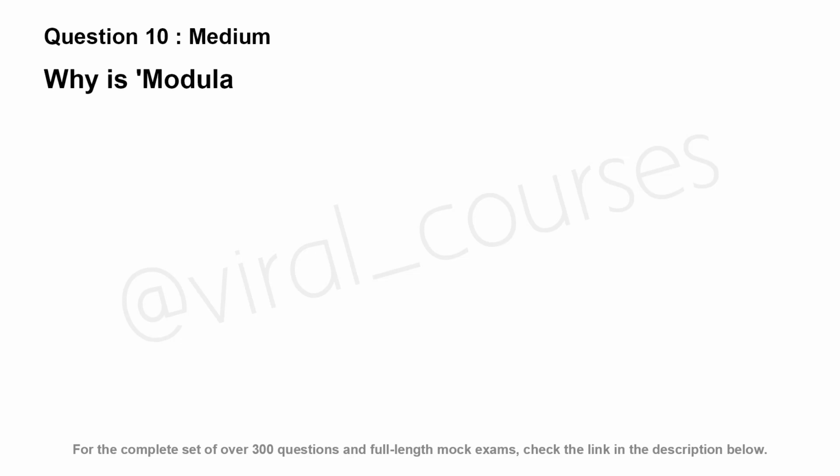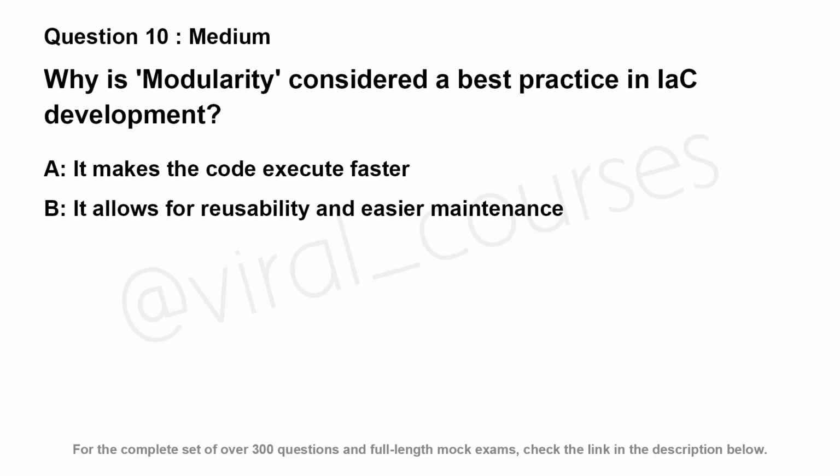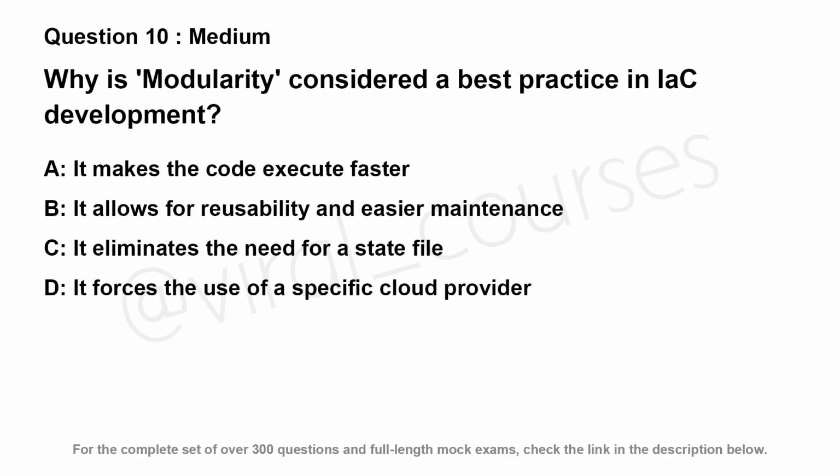Why is modularity considered a best practice in IaC development? Option A. It makes the code execute faster. Option B. It allows for reusability and easier maintenance. Option C. It eliminates the need for a state file. Option D. It forces the use of a specific cloud provider.